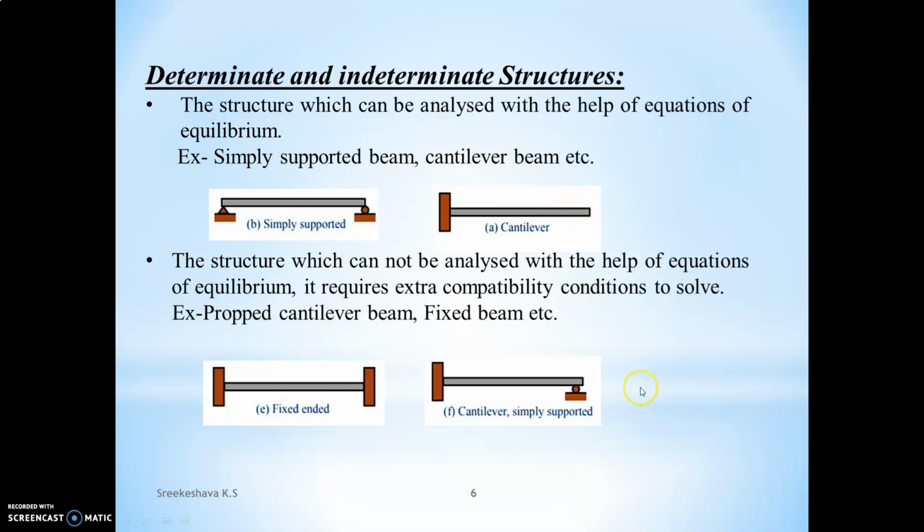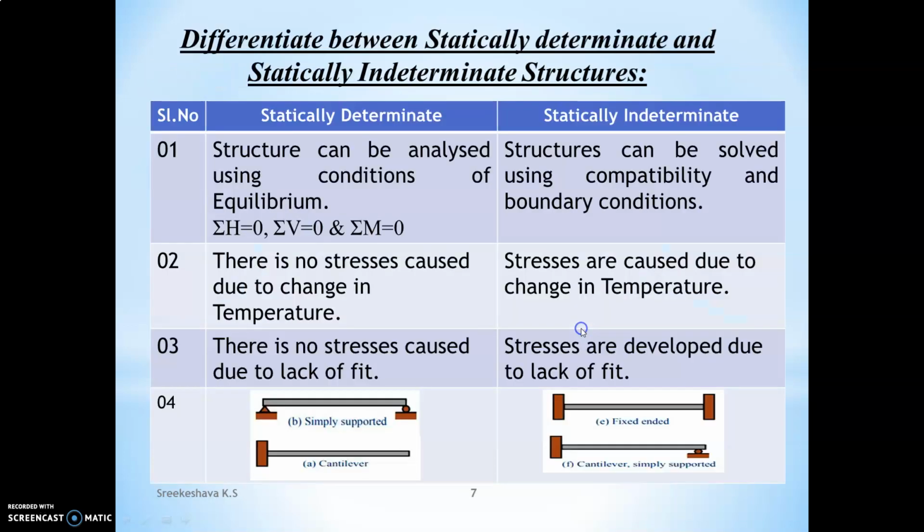Indeterminate means it cannot be analyzed with the help of equations of equilibrium alone. It requires extra compatibility conditions to solve. See, in a propped cantilever, one end is fixed and the other is simply supported. In a fixed beam, two fixed ends are there. At a fixity, there are three reactions, and here also three. 3 plus 3 is 6, but the available equations are only 3. Hence, it is statically indeterminate of order 3. Similarly, for this cantilever, 4 minus 3 is 1, so it is statically indeterminate of order 1.